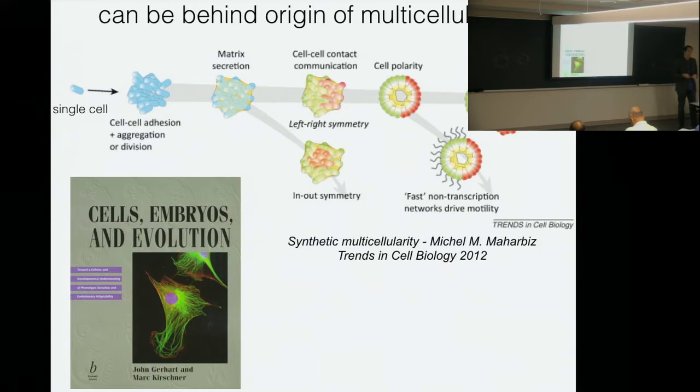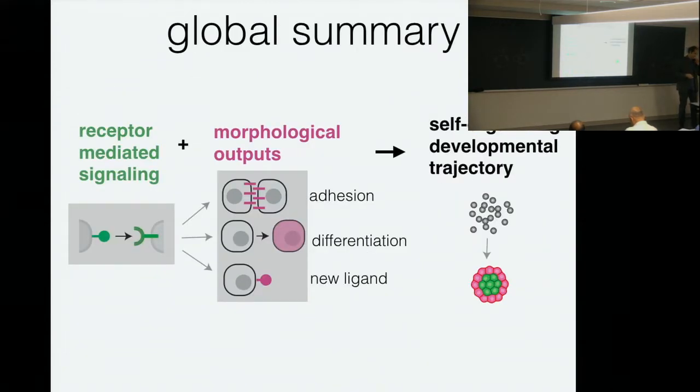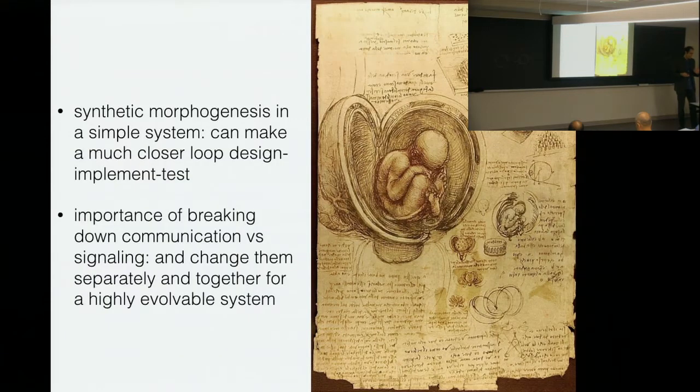So I'm going to conclude by repeating our guiding principle that's guided us for implementing these synthetic systems: implementing cell-cell communication with cell-cell contact-dependent signaling, driving morphological outputs and all the feedback that entails, to drive self-organizing developmental trajectories. We've shown simple morphogenesis, and we hope that this is going to help us understand ourselves and our own development. And thank you, and I'll take any questions.